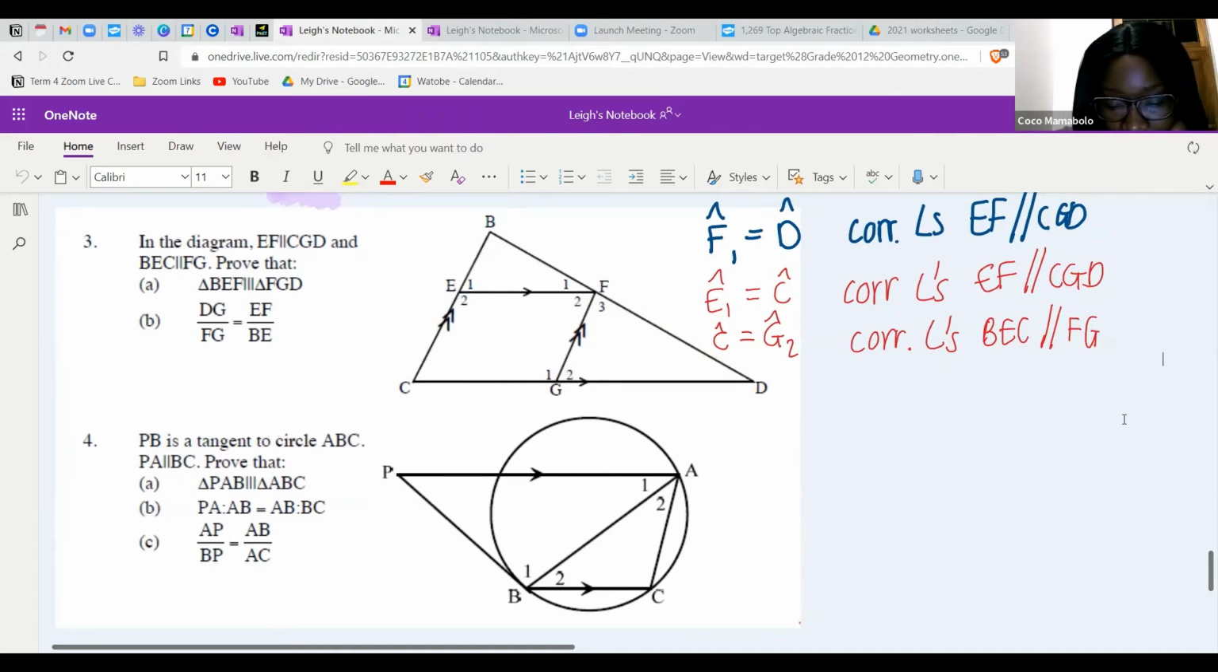So I'm highlighting BD. Let me see if I can. BD here. There we go. Hopefully it will come up. And then highlight EF and highlight GD. And then the students will be able to see why angle F1 and angle D are corresponding.